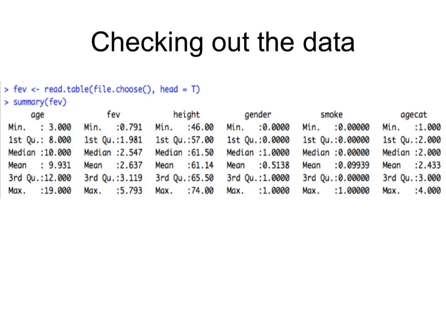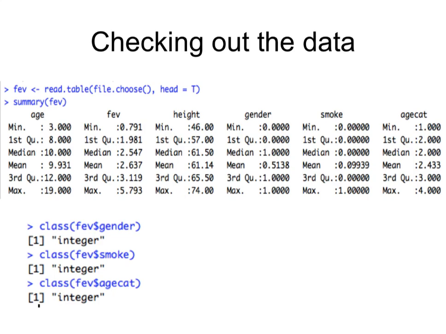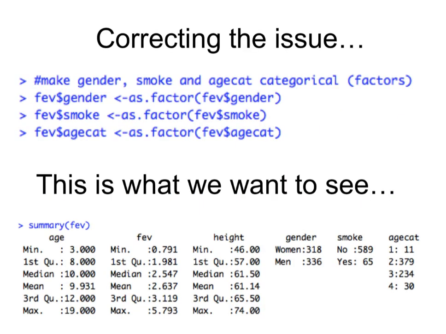So if we look at a summary of our variables, we can see a problem. The gender, smoke, and age category variables should be categorical, but R is recognizing these as continuous variables. We can also see this if we use the class function, which tells us how our variables are recognized in R. So all three of these variables are being read by R as integer or continuous variables.